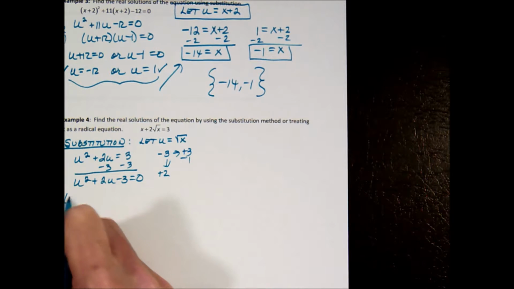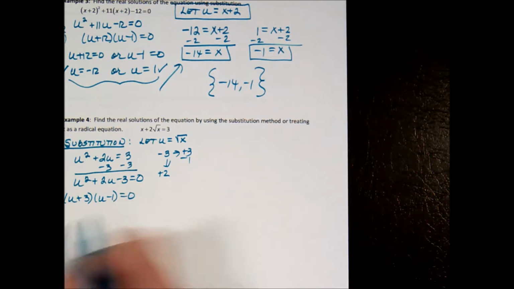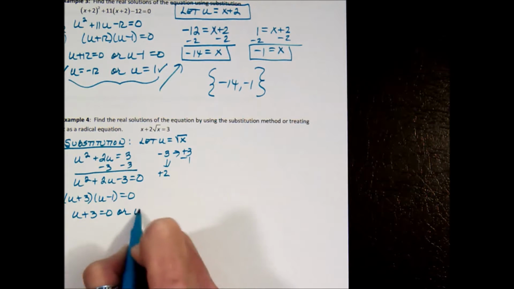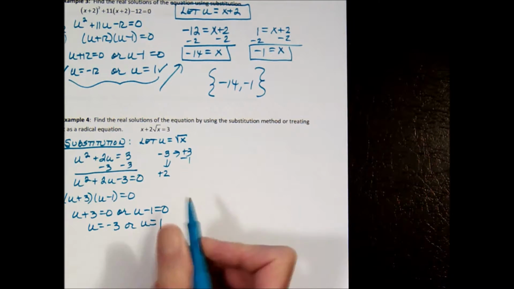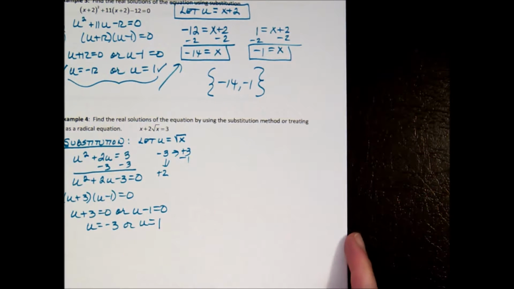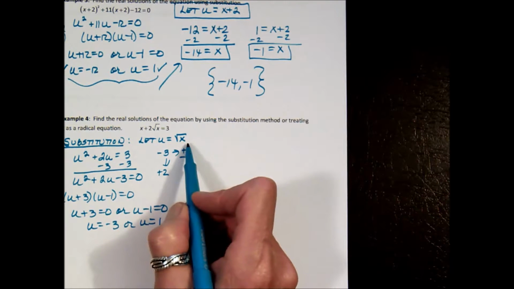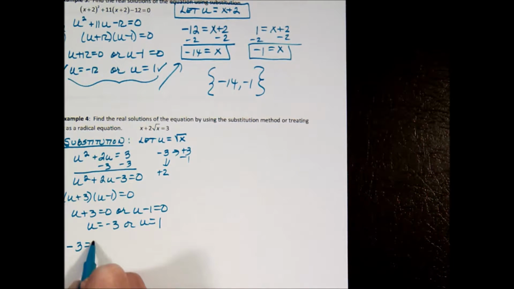So u plus 3 times u minus 1 equals 0. U plus 3 equals 0 or u minus 1 equals 0. U is negative 3 or u is 1. I'm assuming you can solve those two baby equations. Now we have to go back and say, yeah, but u is this. So we're going to say, let's do negative 3. So negative 3 is equal to the square root of x.